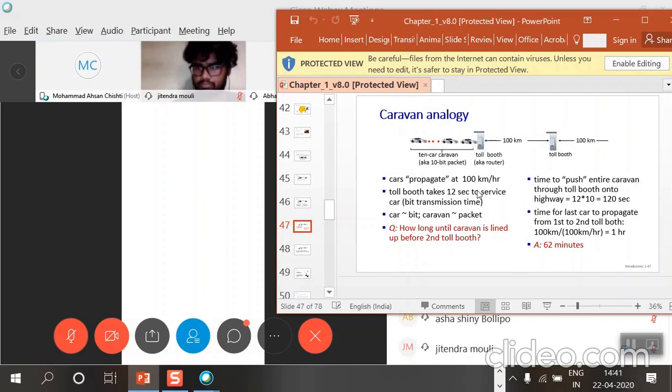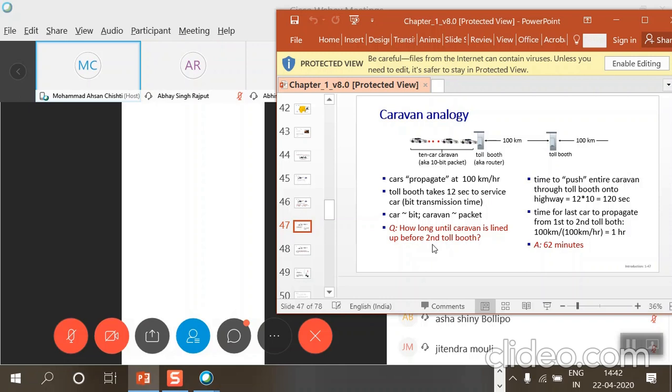It propagates on the highway at the rate of 100 kilometers per hour. So from the time A to R, the picture is given there, you can check the picture. Now we would have the next 10 cars, again a packet, traveling together as one caravan of 10 cars. Take caravan as a packet, a car as a bit. Now, try to understand each delay with respect to this example.